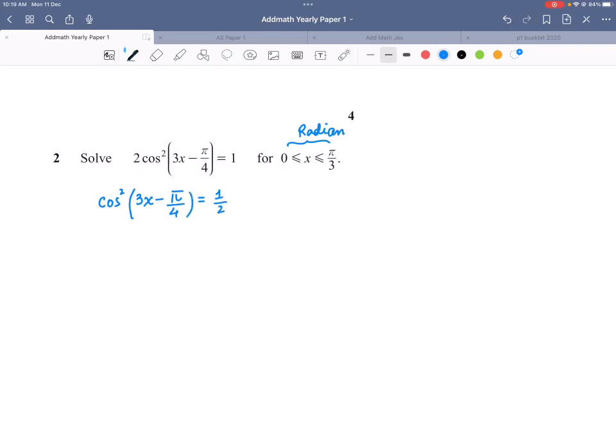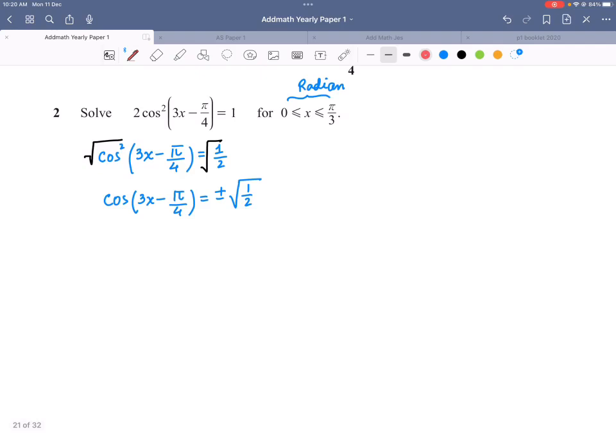And then we need to apply the square root on both sides, so we will get cos of (3x minus pi over 4) equals plus or minus the square root of 1 over 2. Now we are dealing with both the signs, plus and minus. That means we are going to consider all four quadrants. For positive, cos is positive in the first quadrant and in the fourth quadrant, and cos is negative in the second quadrant and third quadrant. So we are going to consider all the quadrants.